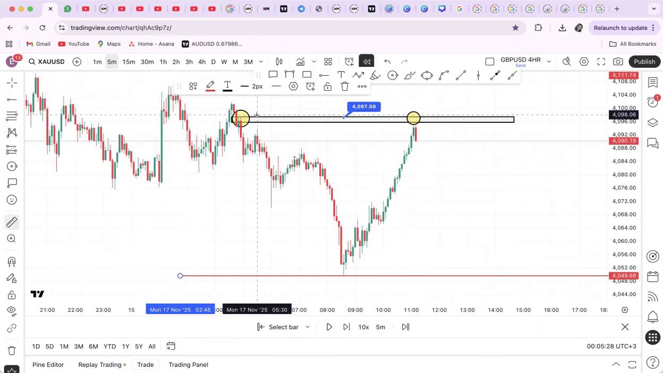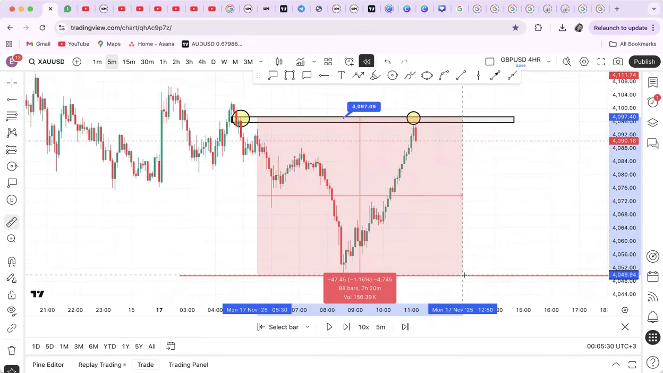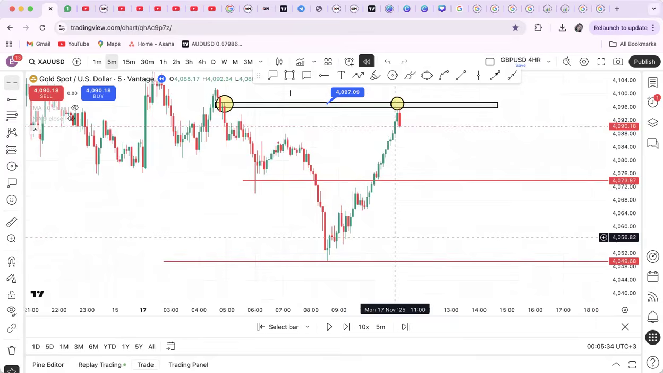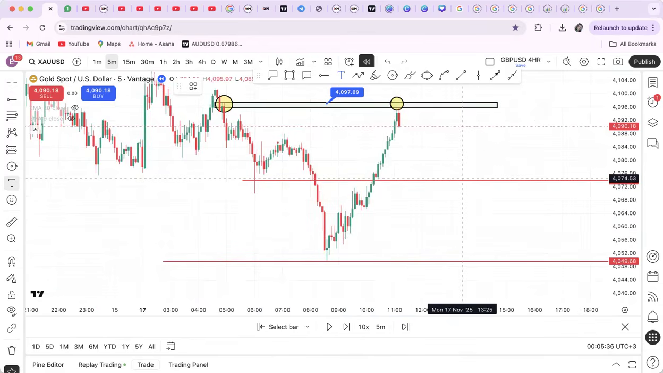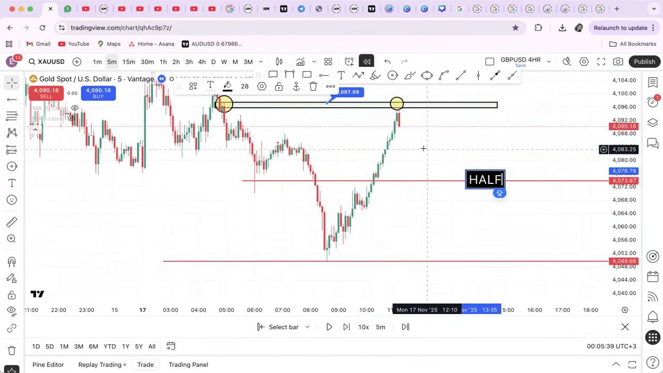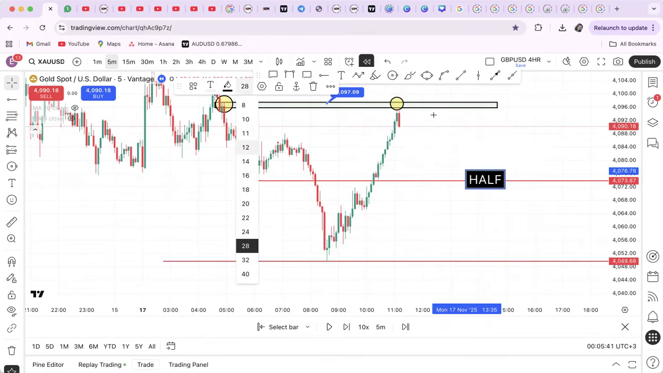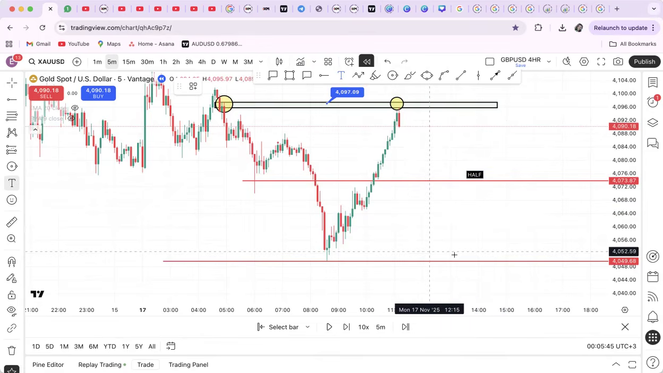So we want to identify our neckline and our half. We identify our neckline and our half like that. So this is our half. That's our half. So this market is coming to our half, and this one is the neckline.